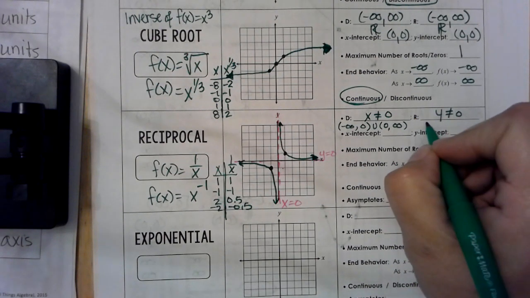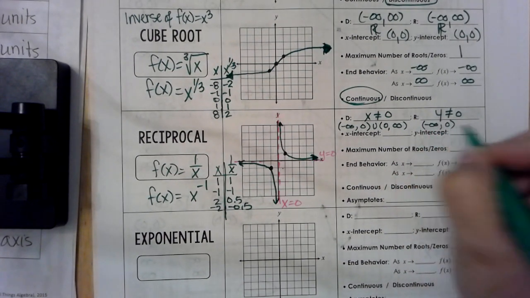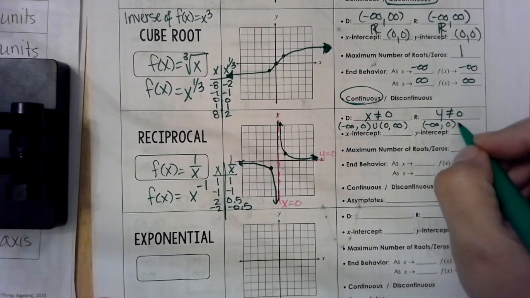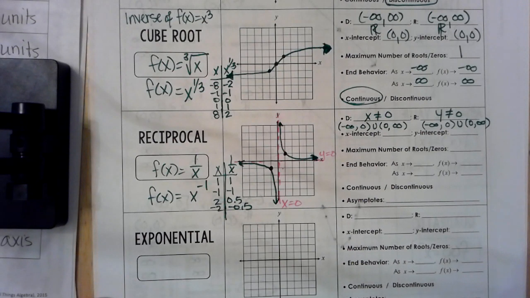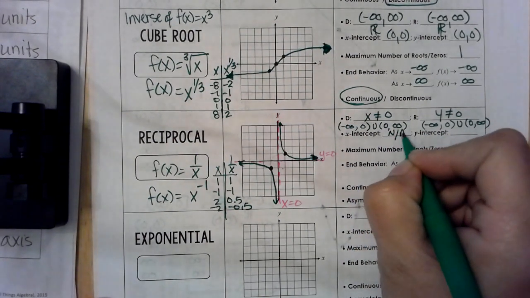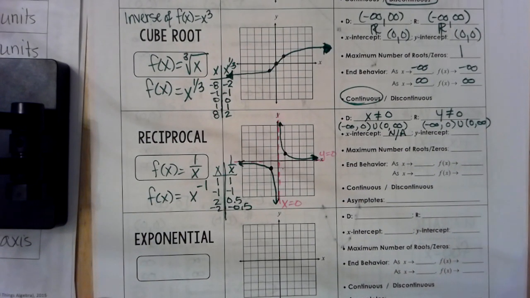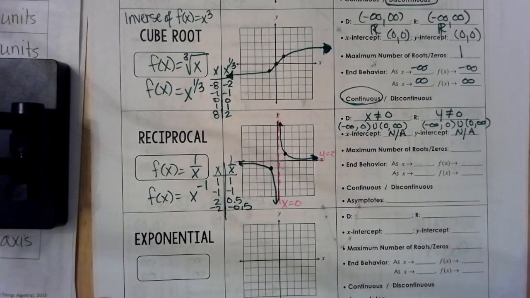For my range, same thing. Going to start at -infinity, go to 0, but I'm not going to put a point there. I'm going to skip over 0 and then go straight to infinity. Okay? So there are no applicable x-intercepts, and no y-intercepts.